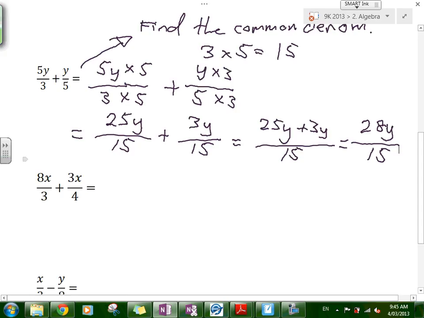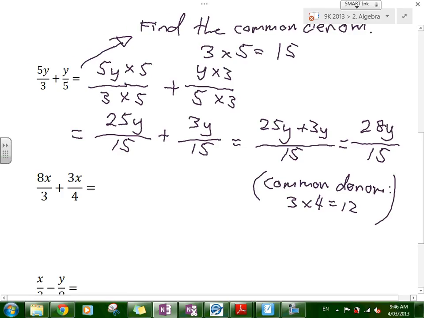8x over 3 plus 3x over 4. Alright, so the denominators are different. Now, what's the common denominator going to be? What do you think it should be? 12. How do you get 12? Yeah, he times them together. So common denominator of 12. Let's put that in brackets here. Common denominator is 3 times 4 equals 12. Alright? And we do that because the denominators are different, Nick.